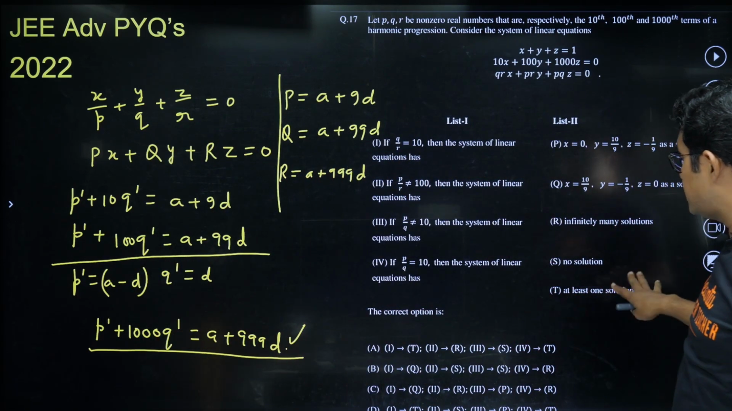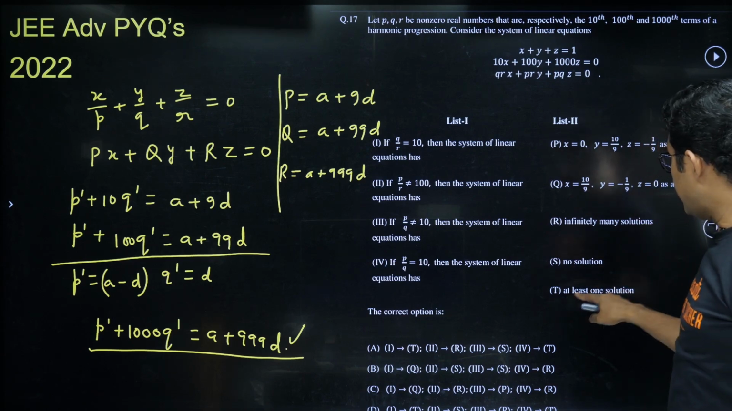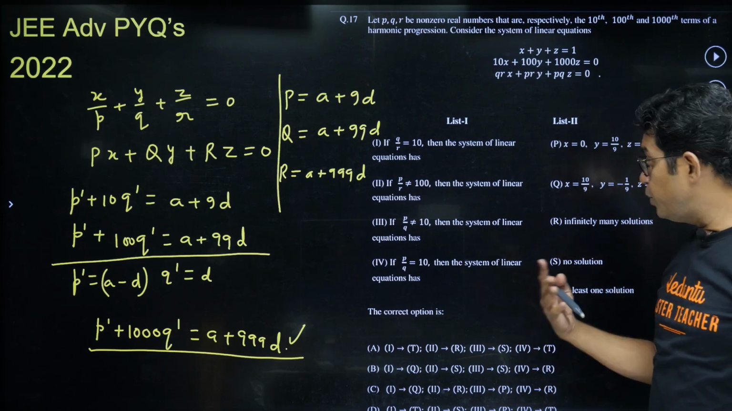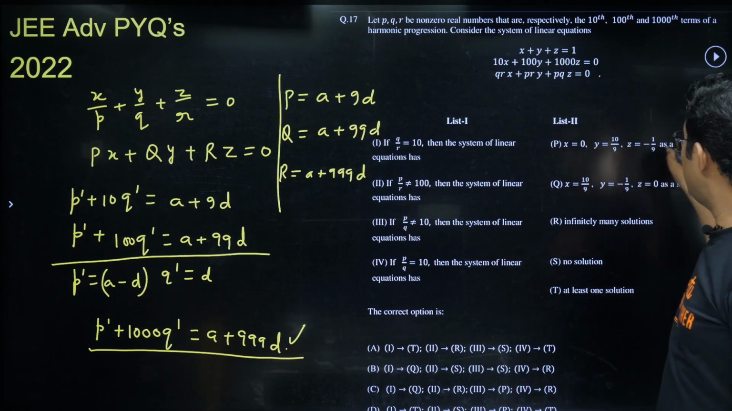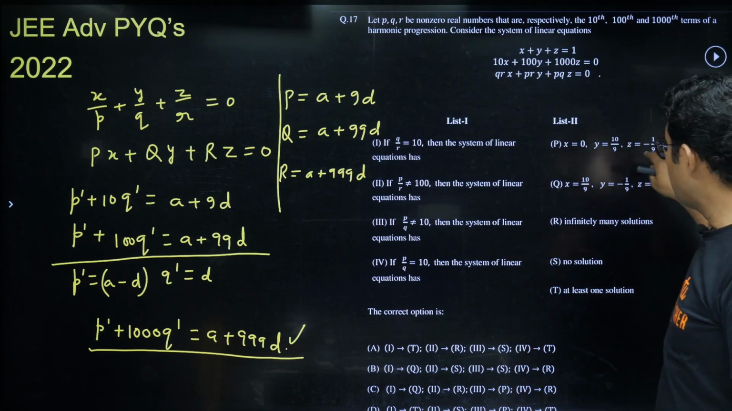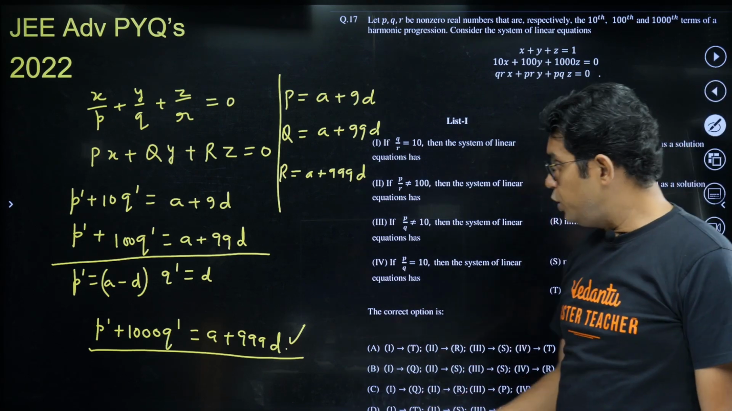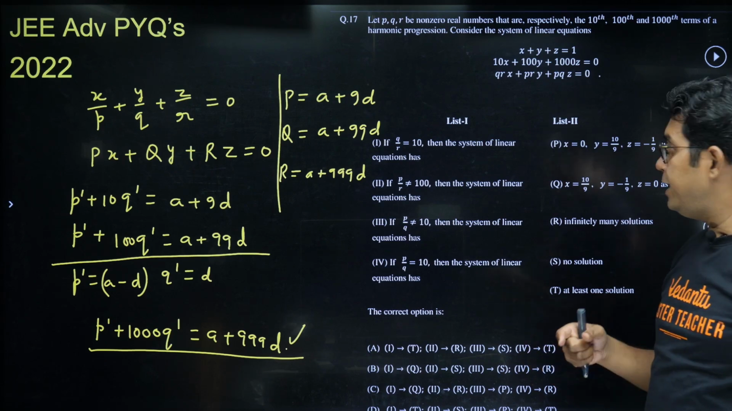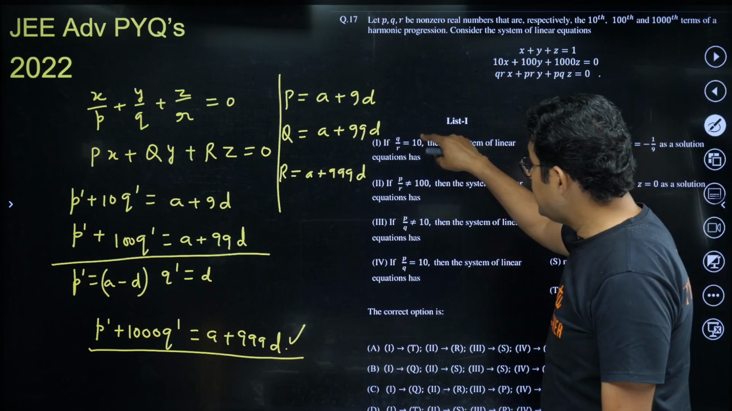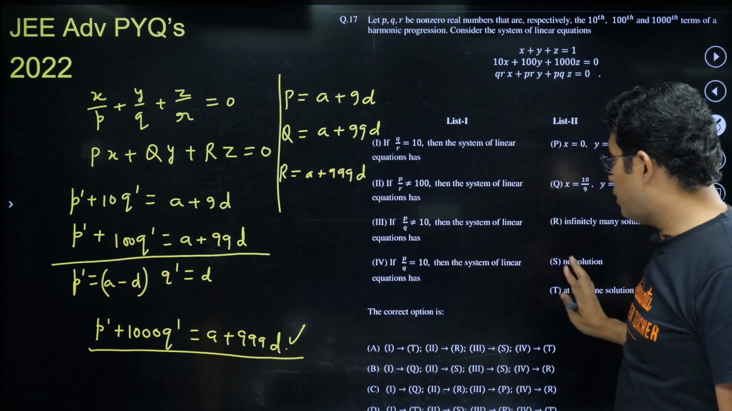So here also they are not saying unique solution. They are saying either infinite solution or no solution. At least one solution can also be considered in infinitely many solutions. They are not claiming a unique solution. Okay, so the unique solution case is gone. You can only have either no solution or infinitely many solutions. Okay, let us see what Q upon R equal to 10, P upon Q equal to 10 means.